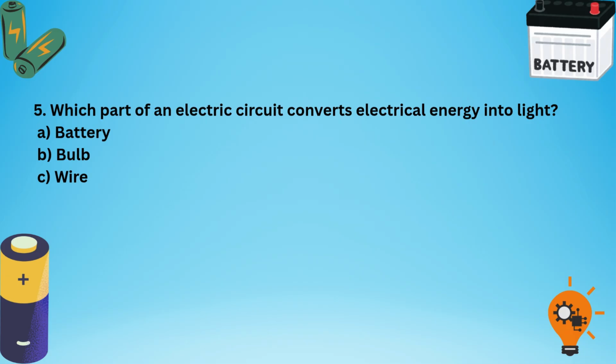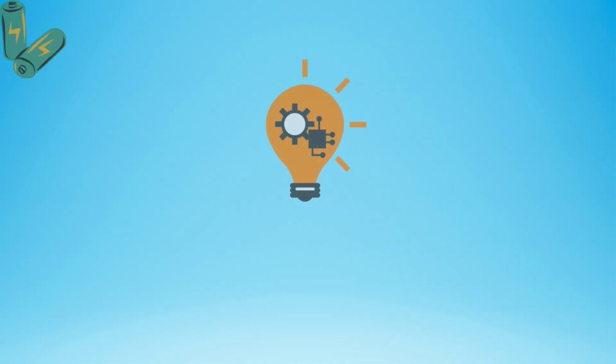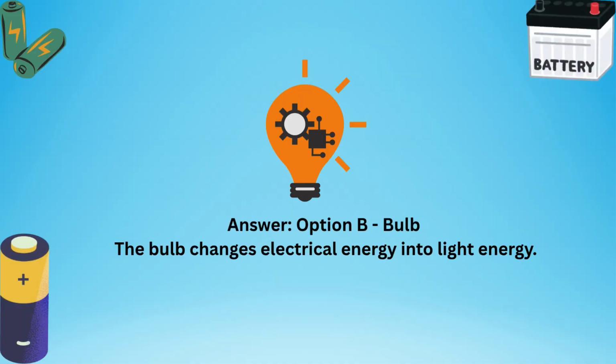Which part of an electric current converts electrical energy into light? Battery, bulb, wire. The bulb changes electrical energy into light energy.